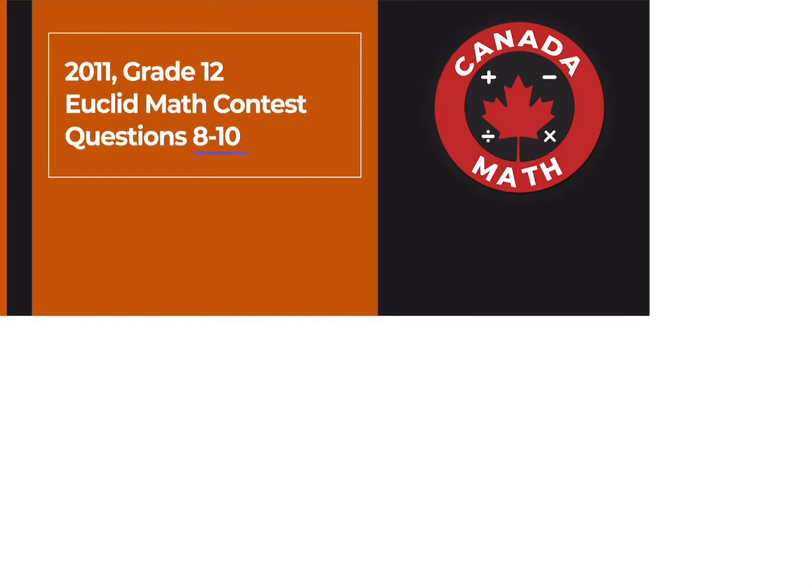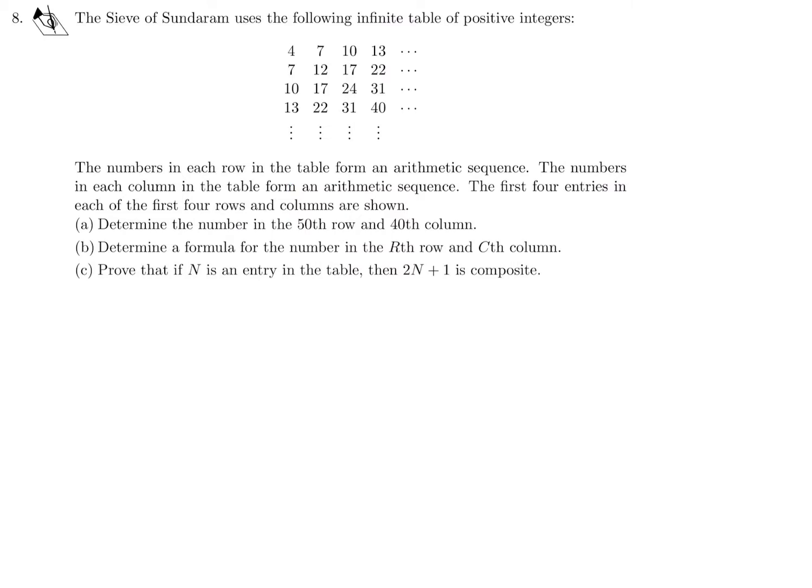Questions 8 through 10 on the 2011 Grade 12 Euclid math contest. The Sieve of Sundaram uses the following infinite table of positive integers. The numbers in each row in the table form an arithmetic sequence. The numbers in each column in the table form an arithmetic sequence. The first 4 entries in each of the first 4 rows and columns are shown. Determine the number in the 50th row and 40th column.